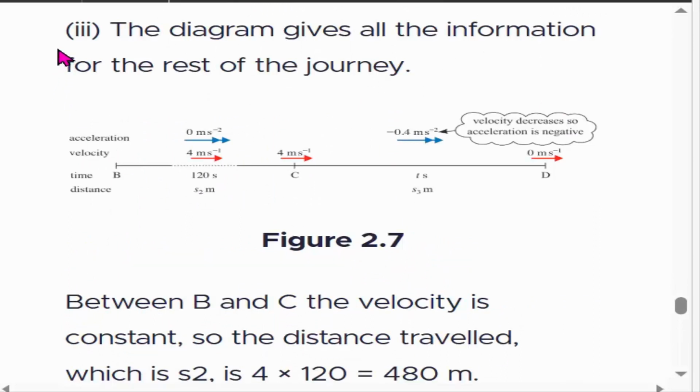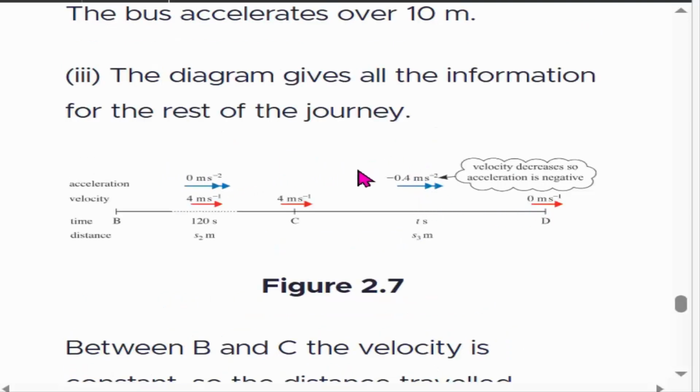Now let's look at part 3. The diagram gives all the information for the rest of the journey. Starting from B, we came from A to B with acceleration. From B to C, it is constant velocity. It is found that the velocity at B was 4 meters per second. Therefore, up to C, it travels at the same velocity, 4 meters per second, for 120 seconds. Up to D at a deceleration of 0.4 meters per second squared. So this is what is given. So we don't know the second time taken for deceleration, and there will be an s2 time.